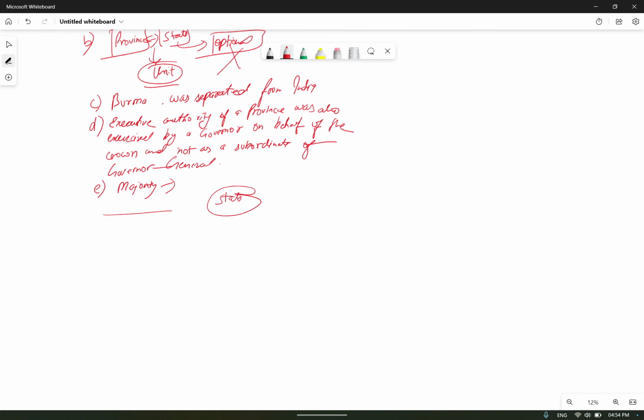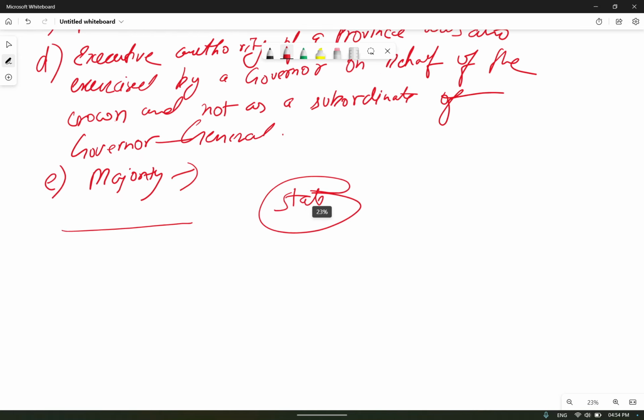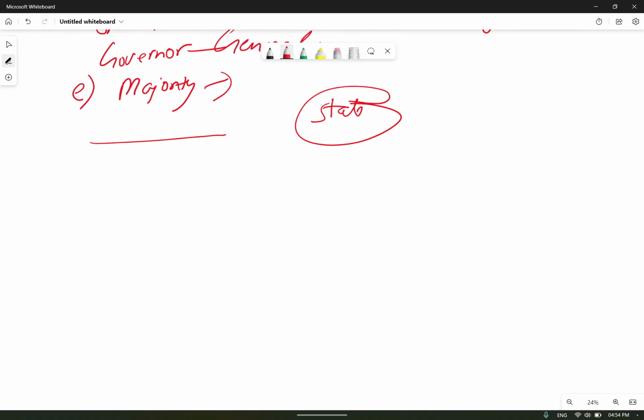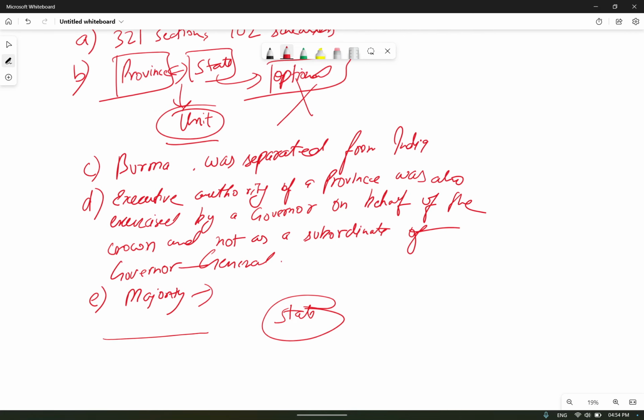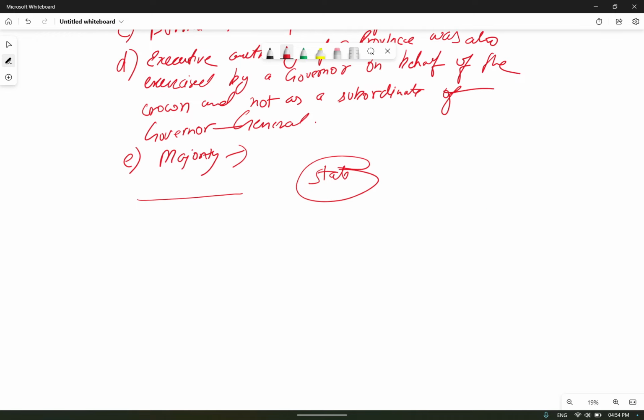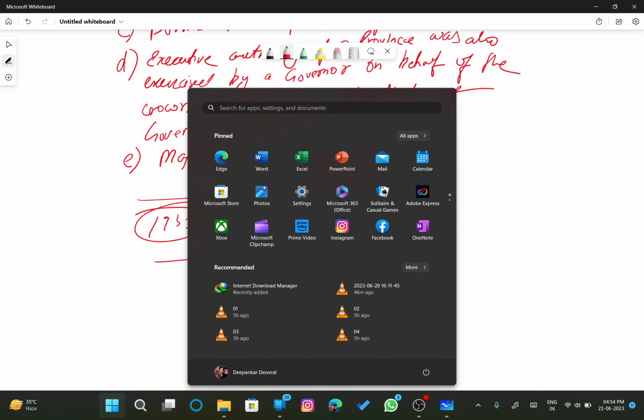Dominion status, one important thing: dominion status was promised by the Simon Commission in 1929, but was not conferred by the Government of India Act. Okay, the request for dominion status, which was promised by the Simon Commission, was not conferred under this Act of 1935. Okay, so this was all about the acts.